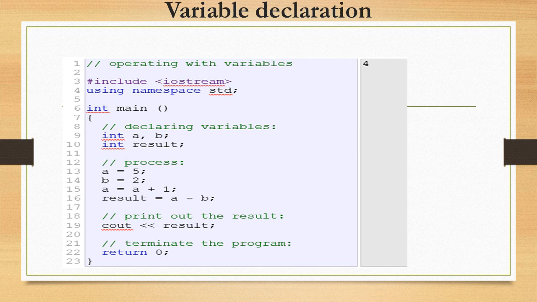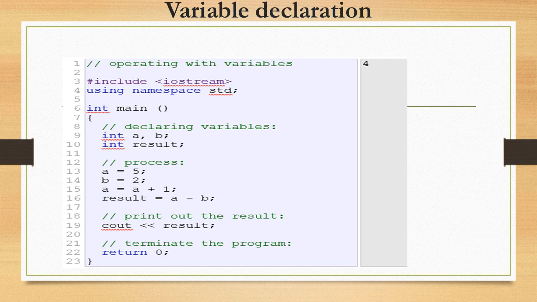Now, let's look at this simple program that demonstrates variable declaration. You look at it. At the very beginning, line 1 is operating with variables. This one is just a comment. The second line, after the comment, is an empty line. Then the third line is include iostream. Can you see that? Then using namespace std, then of course int main, open and close bracket. This is the way the program starts. It begins.